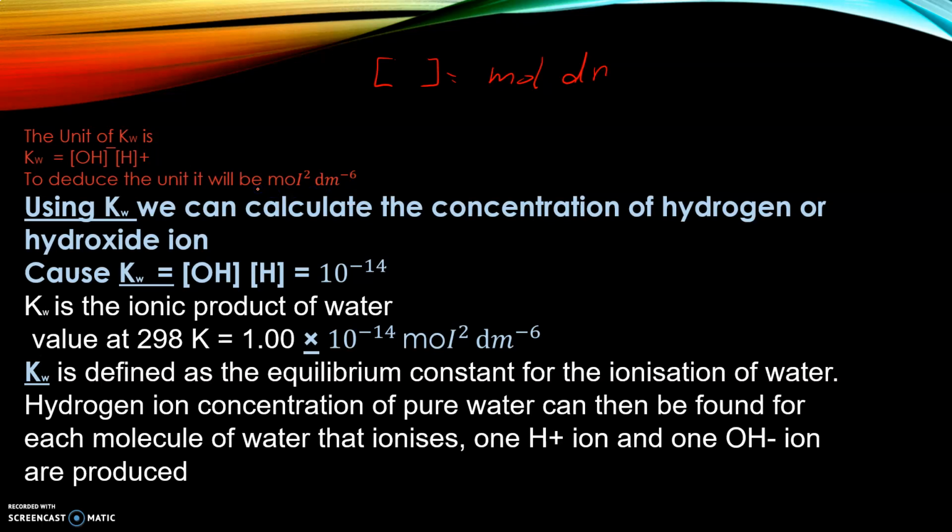Now, using the Kw, we can calculate the concentration of hydrogen or hydroxide because we know that both of them are constant, using the ionic product of water. So Kw, we can define as the equilibrium constant for ionization of water. The hydrogen ion concentration of pure water can then be found: for each molecule of water that ionizes, one hydrogen ion and one hydroxide ion are produced.